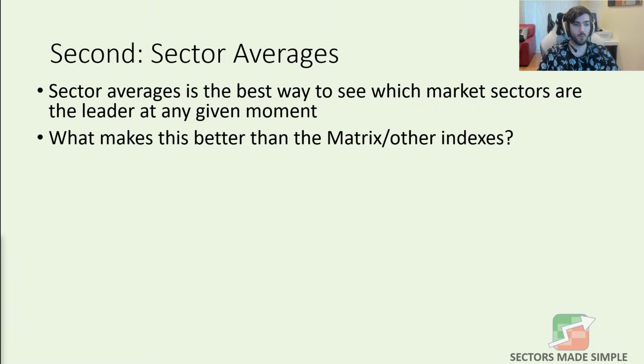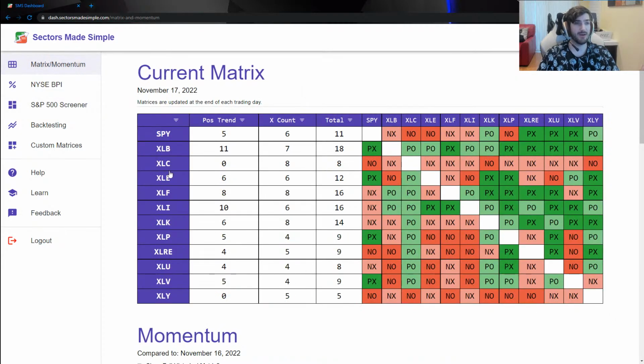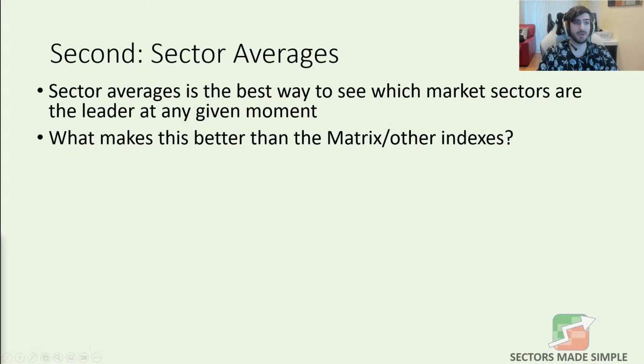First, what makes this better than the S&P 500 matrix that we have? What makes this better than bullish percent that you get on stock charts? What makes this better than all of the other things that already are out there? Well, a couple of reasons. Sector averages within our screener are all of these things, and I'll explain why they're important.